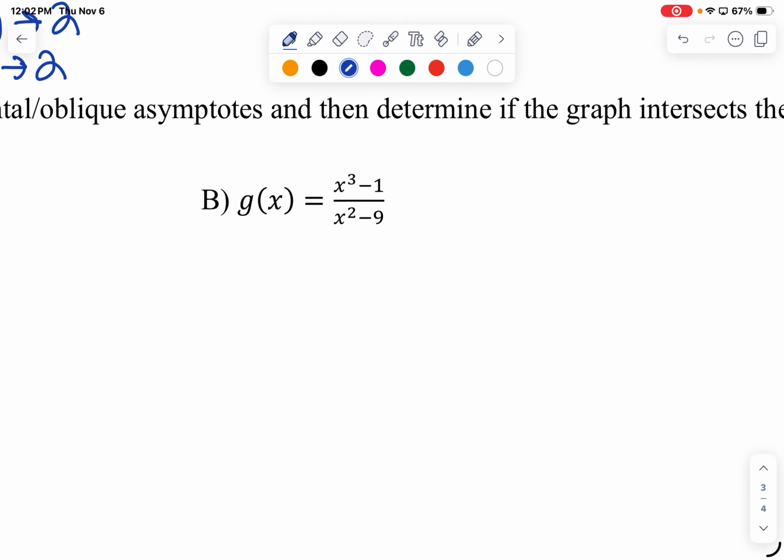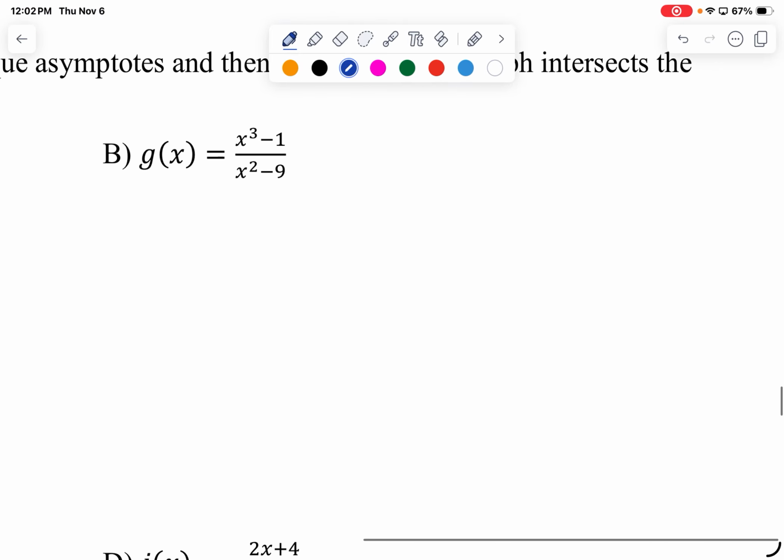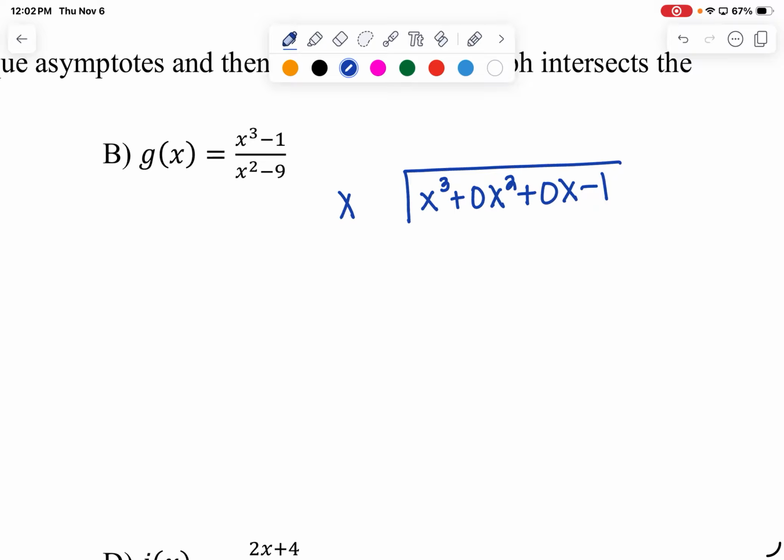All right, moving on to B, same idea. Compare the degrees. The degree in the numerator is bigger, so that means that there is an oblique asymptote. So we're going to use long division to find it, seeing that there's a quadratic in the denominator. x cubed plus 0x squared plus 0x minus 1 divided by x squared minus 9. And then I ask myself, what do I multiply x squared by to get an x cubed? That's x. Distribute my x to my quadratic. So x times x squared is x cubed. x times -9 is -9x.